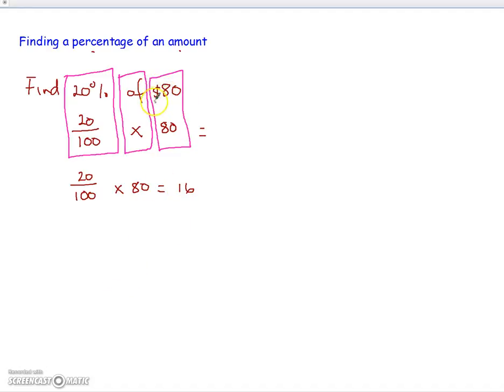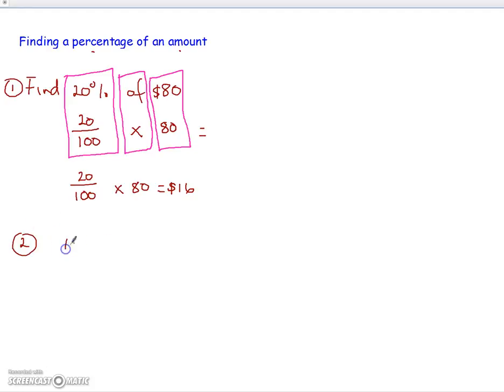And then at the end, because I knew I was talking about dollars there, I'll put the dollars back in here. So it's very simple, just working left to right, convert every part of our sentence into mathematics instead of English. So 20% is 20 over 100. Of becomes a times, 80 becomes 80. Let's try another one.